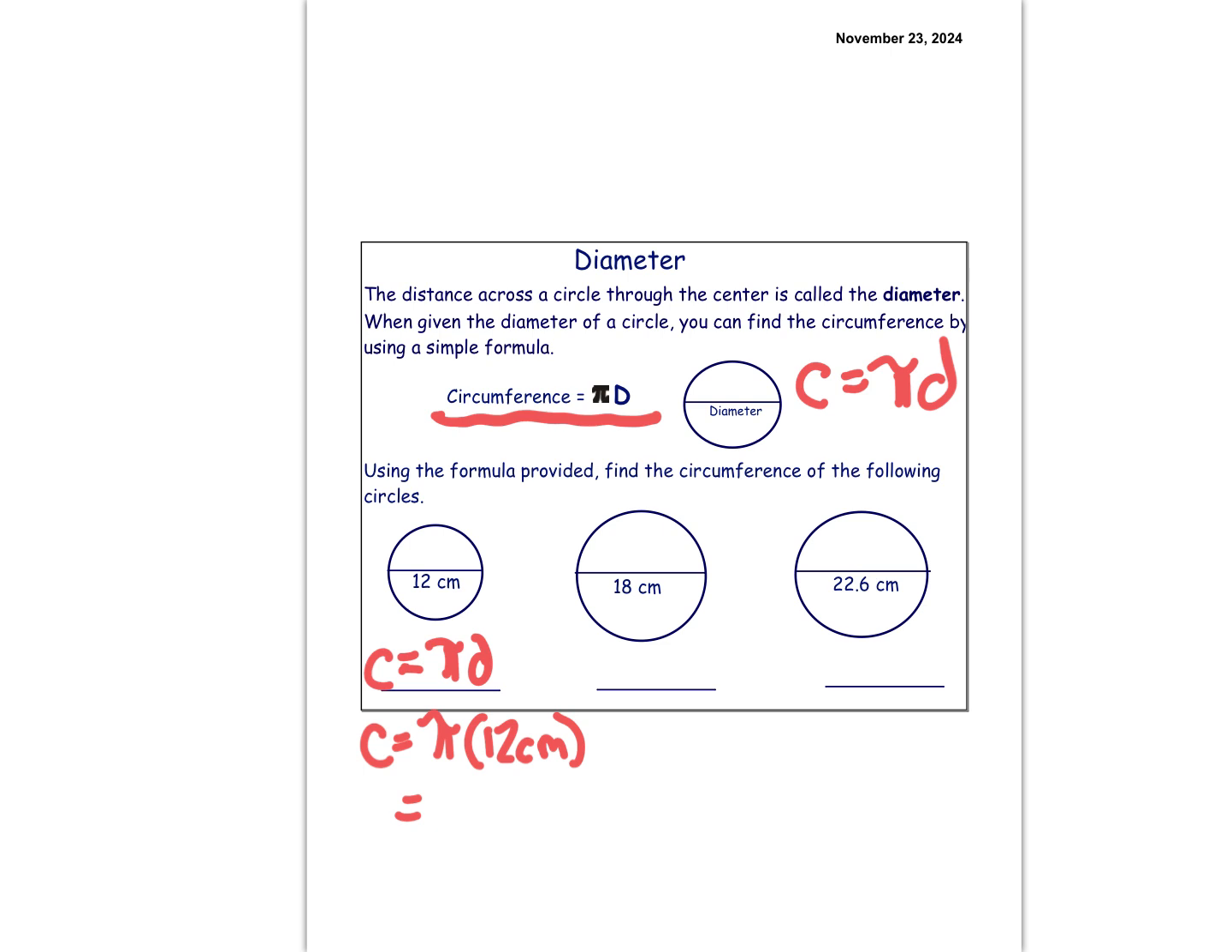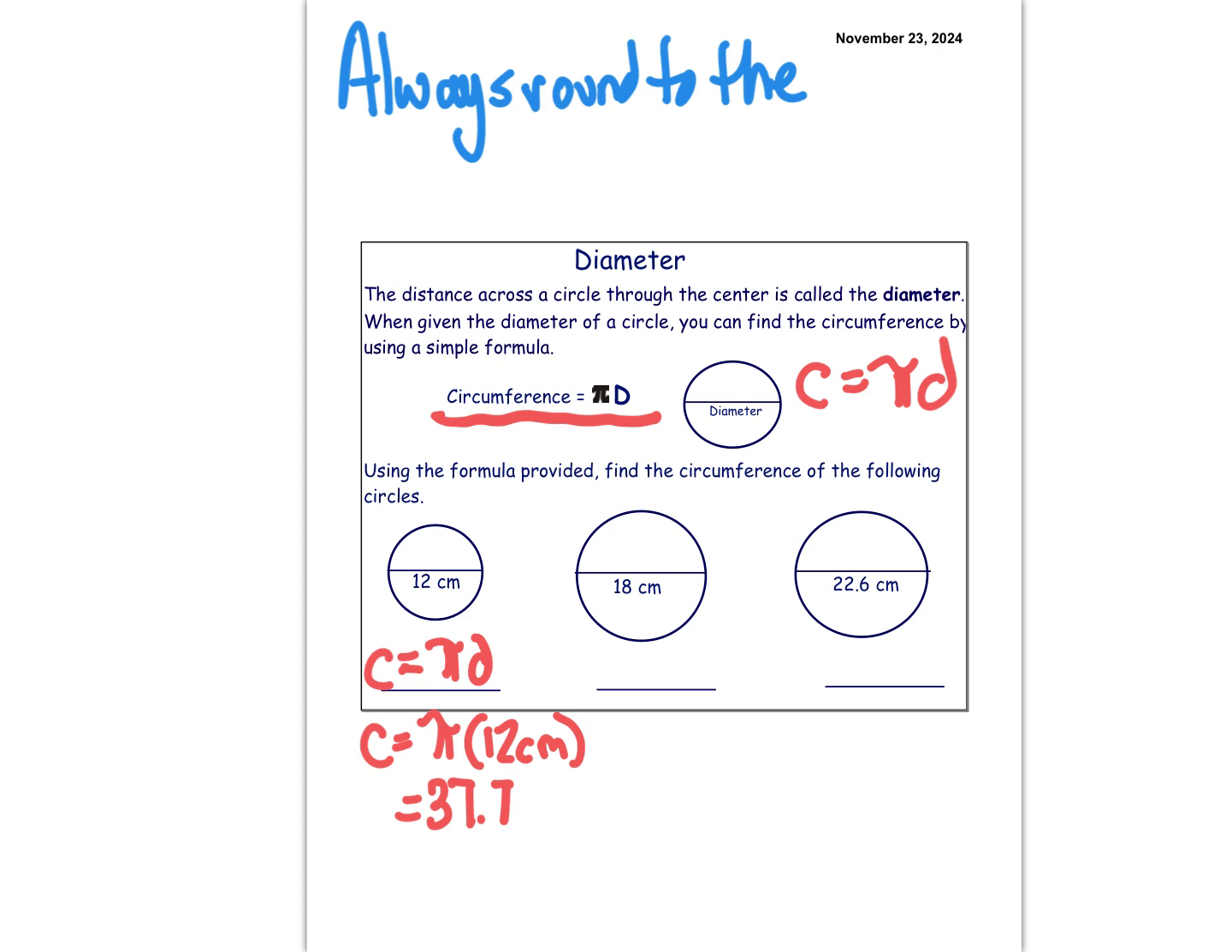We end up with 37 and 7/10. Always round, so I'll put this up top, always. You know from every aspect that we do in class, we always round to the nearest hundredth.